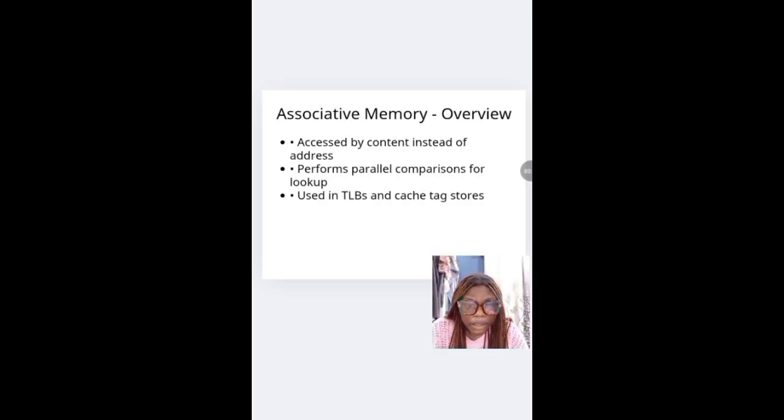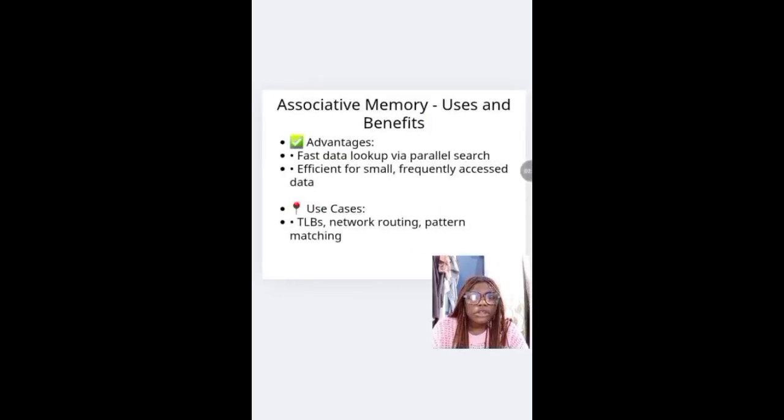It's accessed by content instead of address, performs parallel comparisons for lookup, and is used in TLBs and cache tag stores. So I'll also be talking about the uses and the benefits. About the advantages: fast data lookup via parallel search, efficient for small, frequently accessed data. And the uses: they are used for TLBs, network routing, and pattern matching.